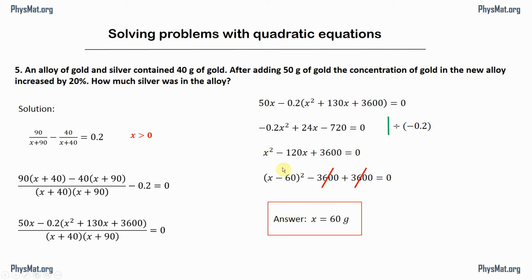You can always solve it using discriminants for practice, but in such simple cases it's particularly easy to complete the square and to get an answer straight away. So our final answer is 60 gram, which was the amount of silver in the initial alloy. Problem solved.